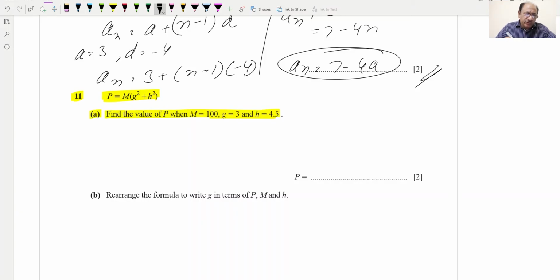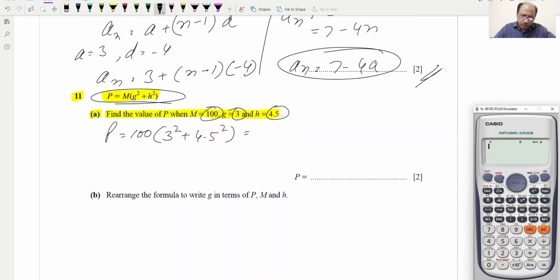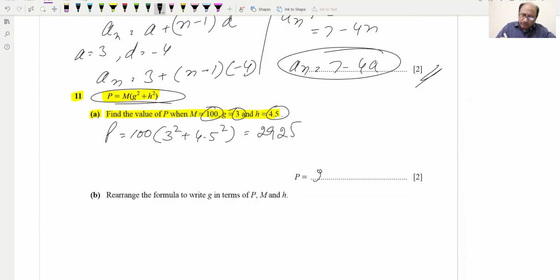So these values we need to replace in the given equation. P is equal to M, which is 100, so 100 in brackets, G value is 3, so 3 squared plus H value is 4.5, so 4.5 squared. We can use a calculator: 100 times bracket 3 squared plus 4.5 squared, bracket close, and this will be equal to 2925. This will be our answer for 2 marks.